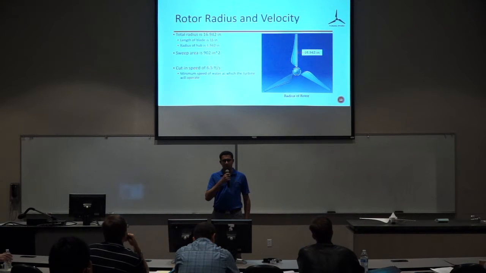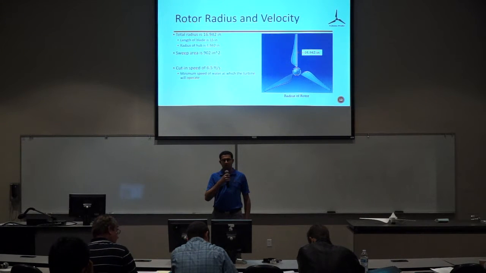So the total radius of the rotor is 16.942 inches. It is the combination of the length of the blade, which is 15 inches, and the radius of the hub, which is 1.942 inches. The approximate sweep area of the rotor rotation is 902 inches squared. Our turbine will have a cut-in speed of 6.5 feet per second. The cut-in speed is the minimum speed of water at which the blade is considered operational.